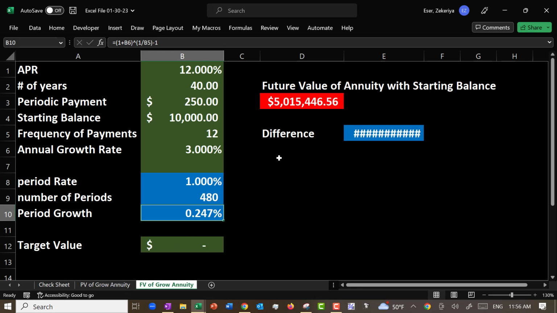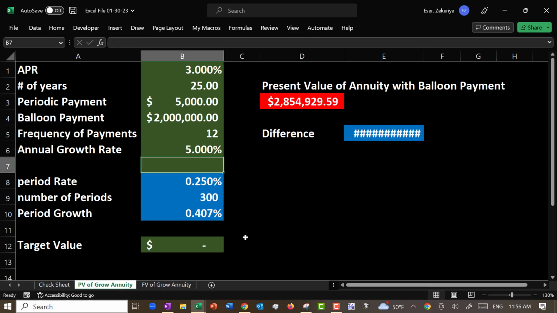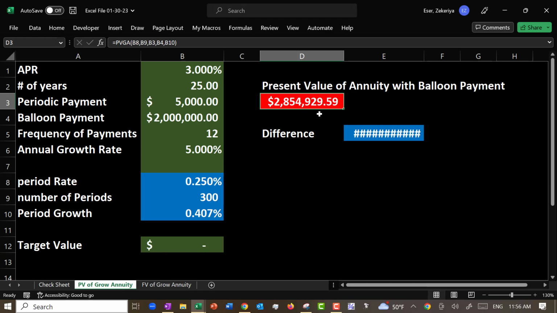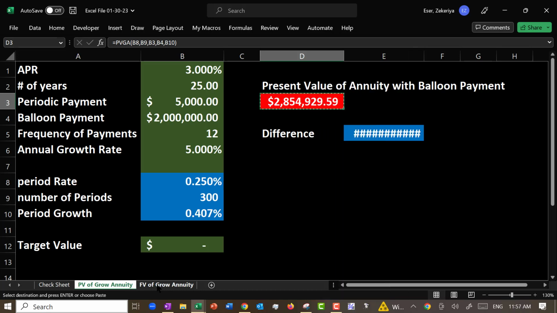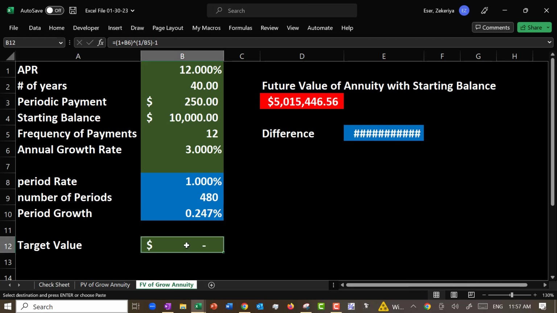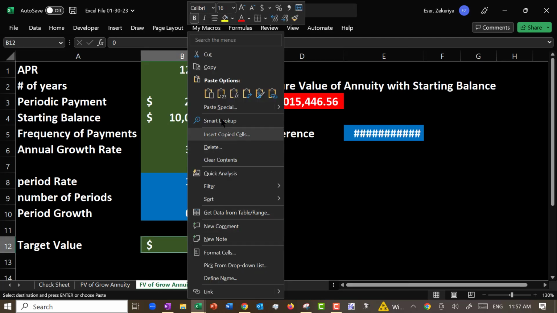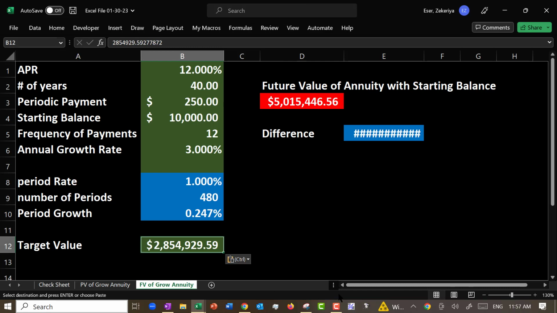I know how much I need in my account when I retire, okay? If I have 2.854, that's some change, that's enough to satisfy all my retirement goals. So I'm going to copy that number. That's where I want to be. I'm going to go to future value of growth annuity. For targets, I'm going to paste the value of that.